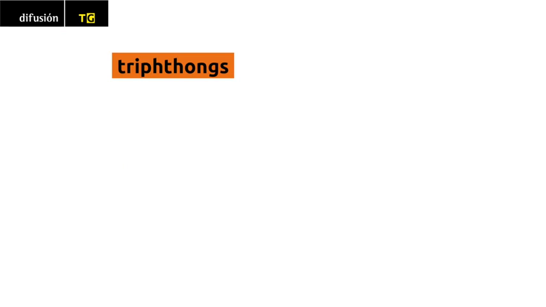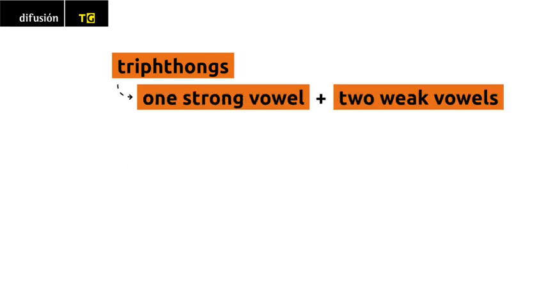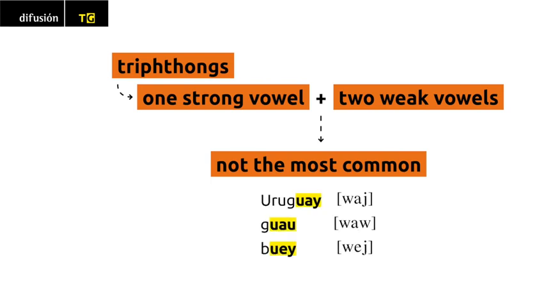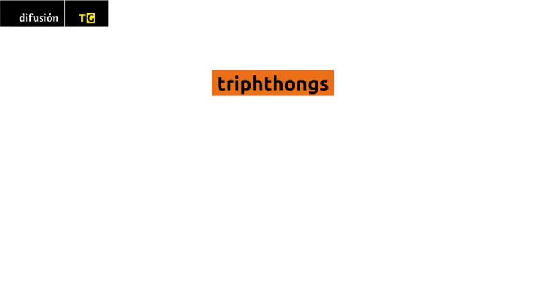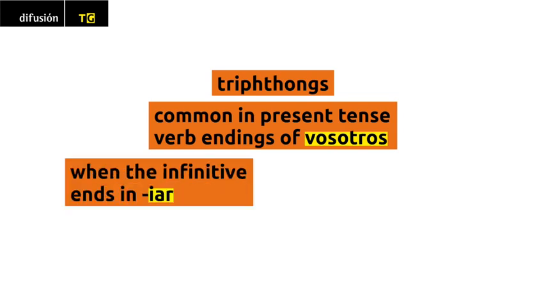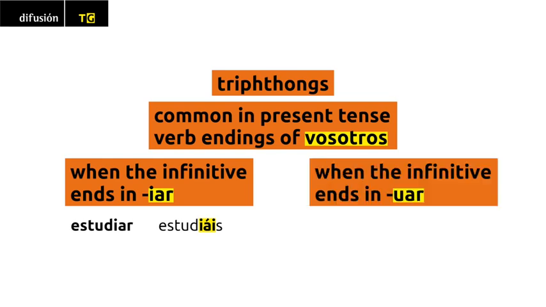Triphthongs are made up of 1 strong vowel and 2 weak vowels. This combination is not the most common one in Spanish, but some examples can be found in the words Uruguay, buey. Triphthongs are common in present tense verb endings of vosotros, used in Spain, when the infinitive ends in iar, as in estudiar, estudiáis, or when the infinitive ends in uar, as in actuar, actuáis.